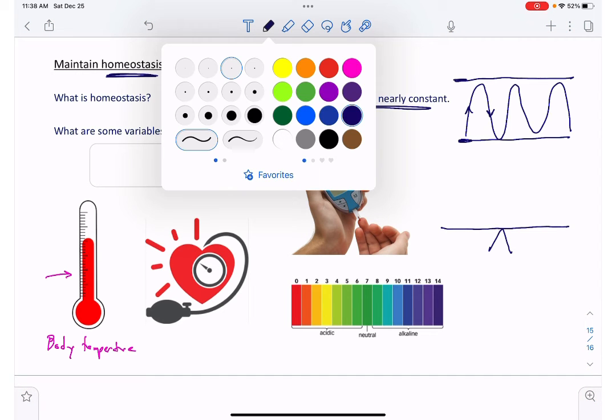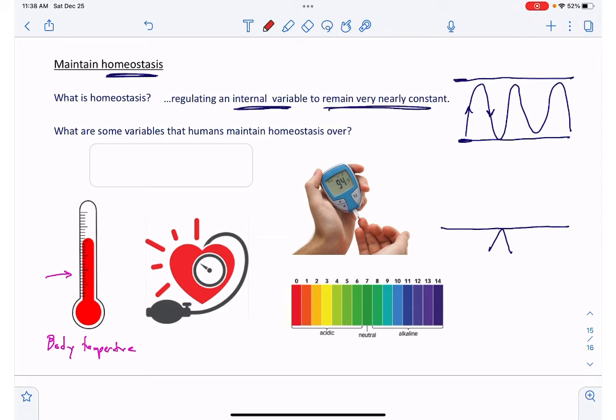If body temperature gets too high, that's a problem, and the body needs to bring it down. How is the body going to do that? Well, we're going to vasodilate the arteries near the skin to release heat. We're going to activate sweat glands.